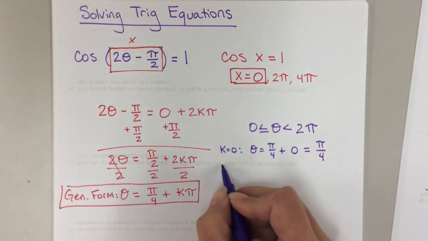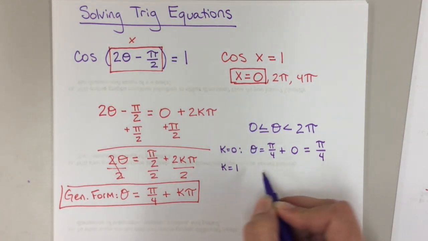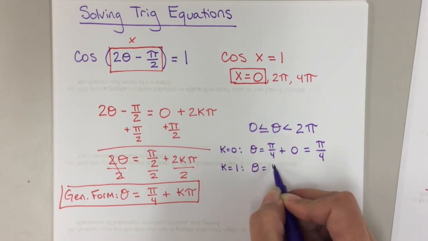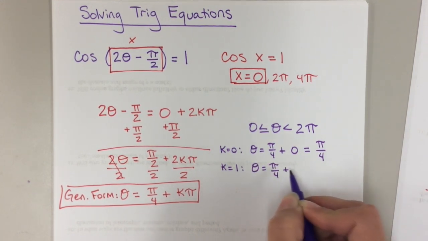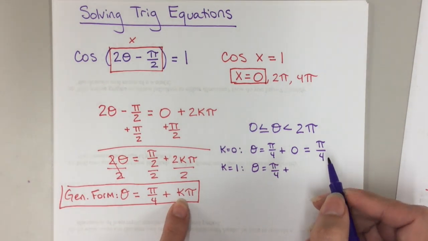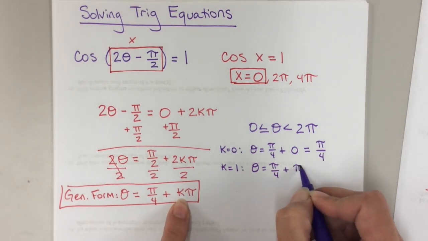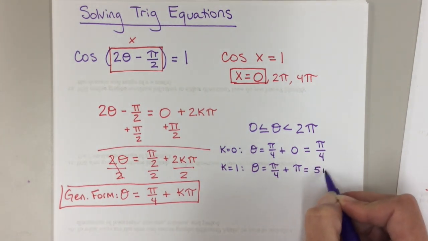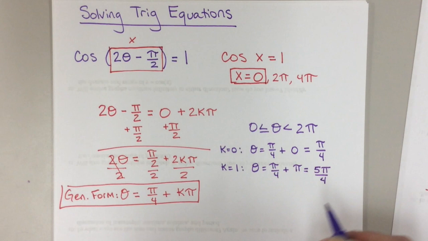Now let's plug in 1 for k. K equals 1. All right, so then we're going to start off theta equals pi over 4 plus, and we'll plug in 1 here, so plus pi. So 1/4 pi plus 1 pi is 5 pi over 4.